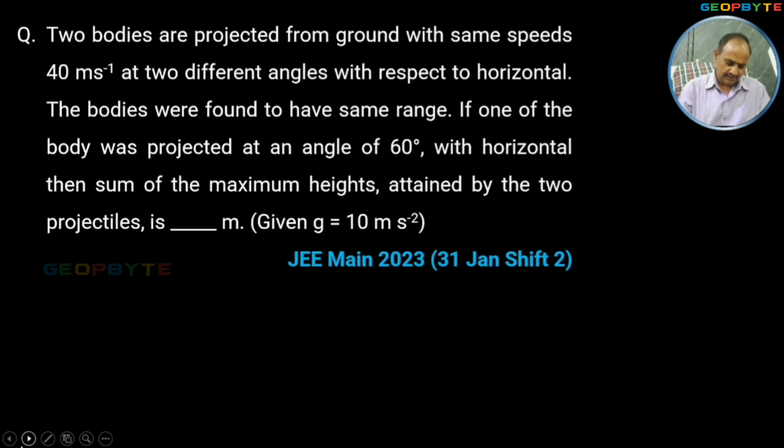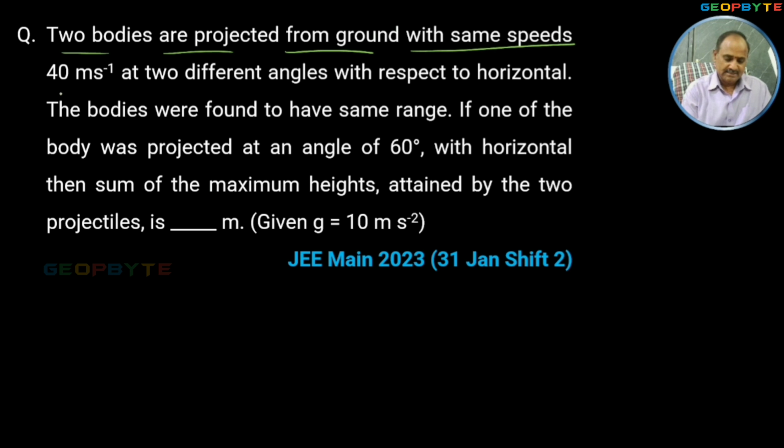Try to read it clearly. It is asking like this: two bodies are projected from the ground with the same speeds, that is 40 meter per second. U1 equal to U2 equal to 40 meter per second.